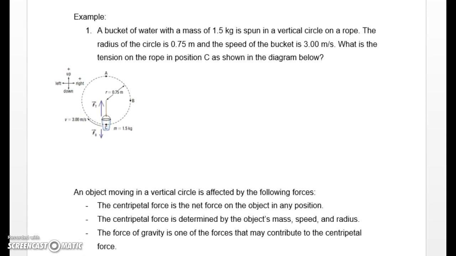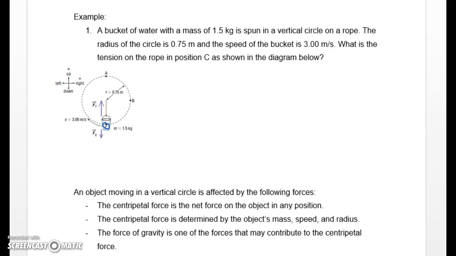All right, so a bucket of water with a mass of 1.5 kilograms is spun in a vertical circle on a rope. The radius of the circle is 0.75 meters, and the speed of the bucket is 3.00 meters per second. So what is the tension of the rope in position C as shown in the diagram below? Position C is this value right here, where your bucket is straight below the center of this circular motion.